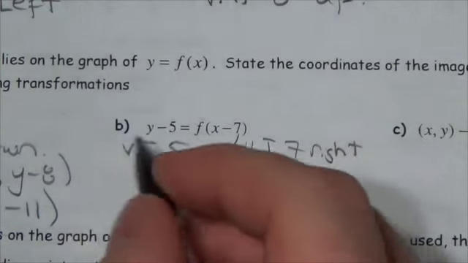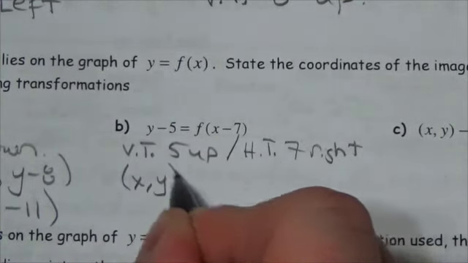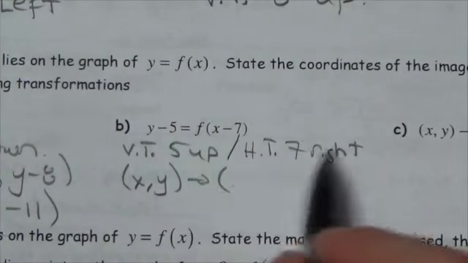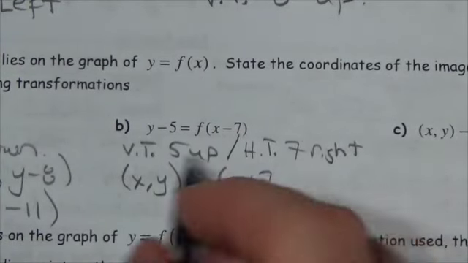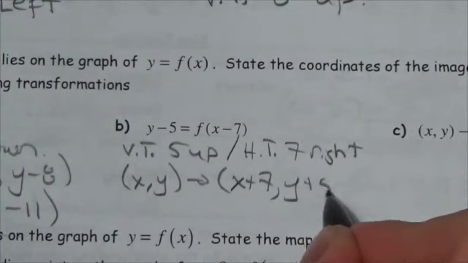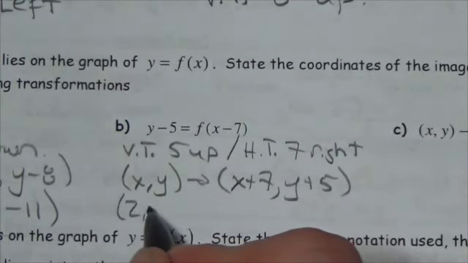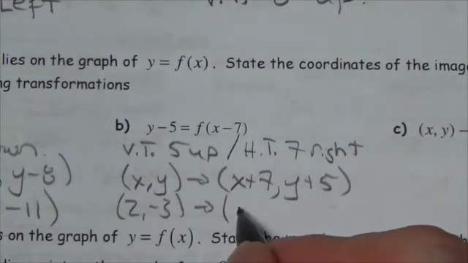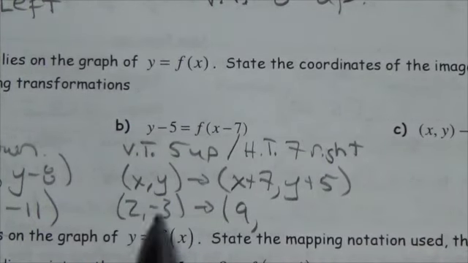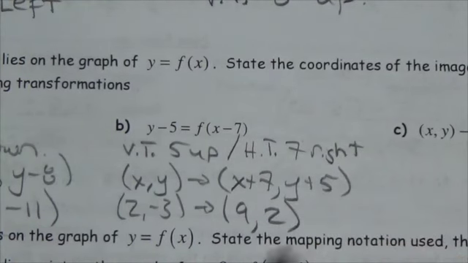Okay, my image point is therefore going to look like this. x comma y will become, well, what does the description tell me to do? Well, I'm adding 7 to the x coordinate, and I'm adding 5 to the y coordinate. So let's take the original point that they gave us. 2 plus 7 is 9, negative 3 plus 5 is 2. So the transformed point, or the image point of the original that we were given, is 9, 2 under this transformation.